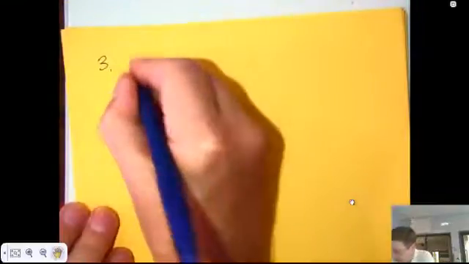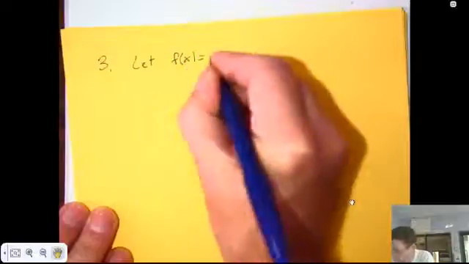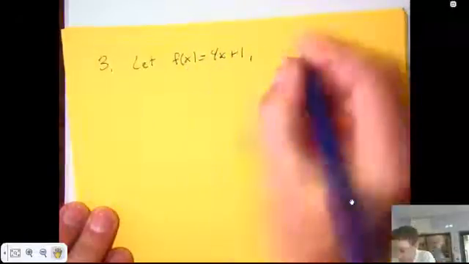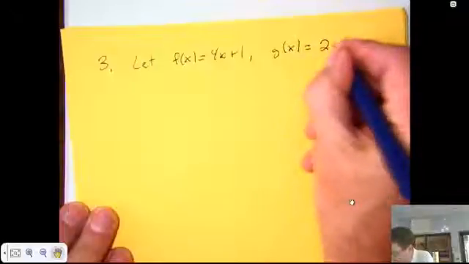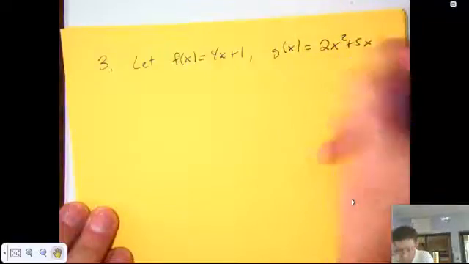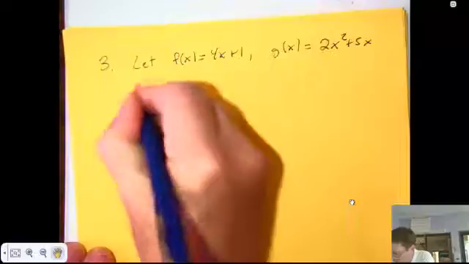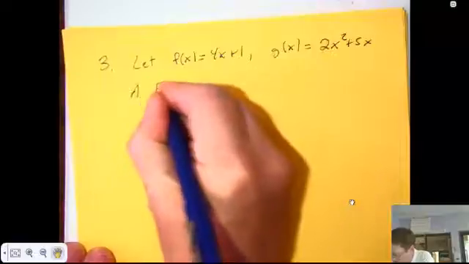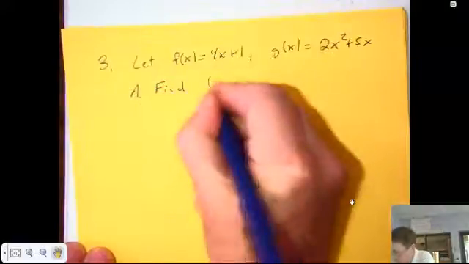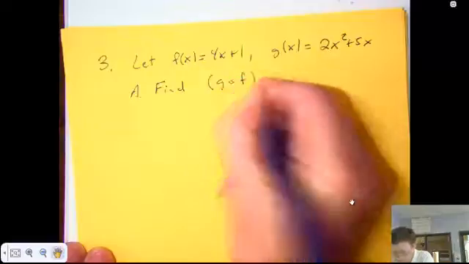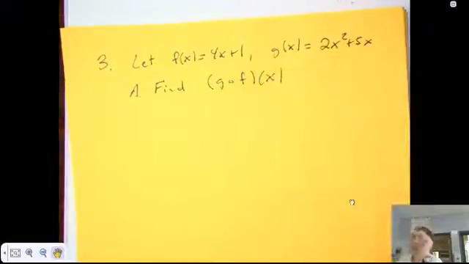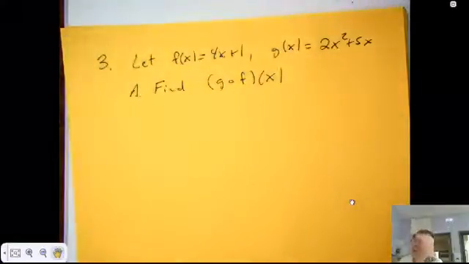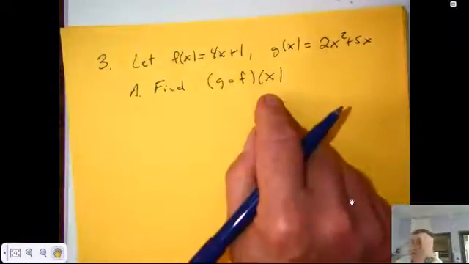Let f of x equal 4x plus 1 and g of x equal 2x squared plus 5x. And I want to find in part A f composed of f of x. So this time, we've been doing examples where we actually had numbers put for x, but this time we just have a variable.